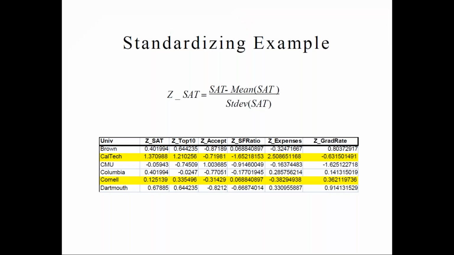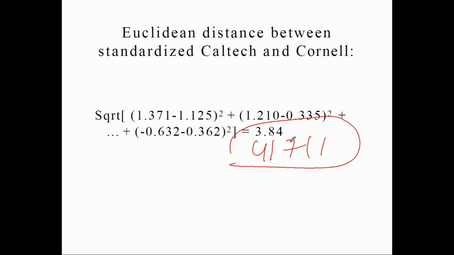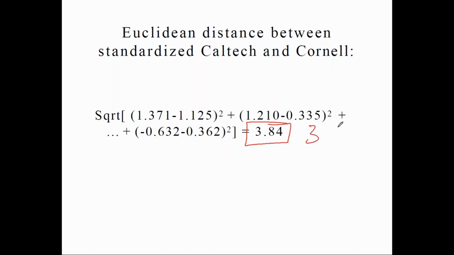I am going to calculate the distance between this and this university. Based on these standardized values, square root of x2 minus x1, like this, if I calculate, I get a distance of 3.84 between Caltech and Cornell University. Earlier, how much did I get? Before standardizing, what was the distance I got? Very long digits actually. It was 41,711 something, right? So now after standardization, your distance has been reduced to 3.84.